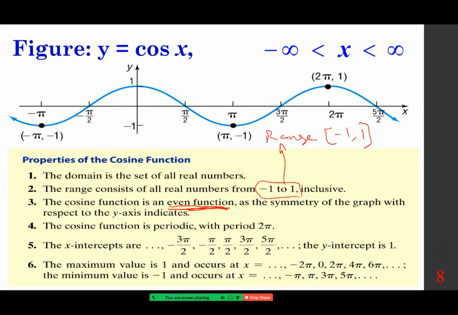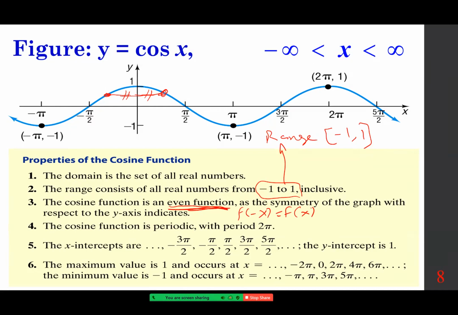Cosine is an even function. So for example, if you pick anything here, and if you go the same distance here, this distance is the same. That means symmetric with respect to the y-axis. That's the meaning of even function. Or f of minus x equals f of x.